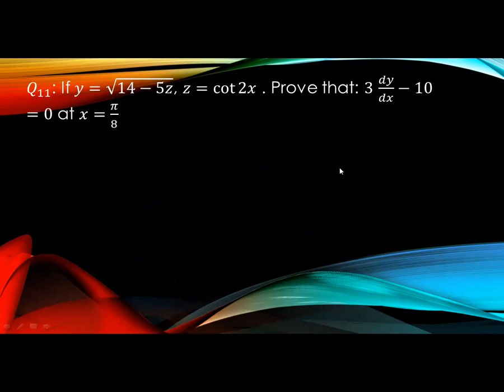Exercise number 11. If y equals root 14 minus 5z and z equals cotan 2x, prove that 3 dy by dx minus 10 equals 0 at x equals pi over 8. First, we can rewrite the value of y. It is equal to 14 minus 5, substituting z by cotan 2x, all to the power half.